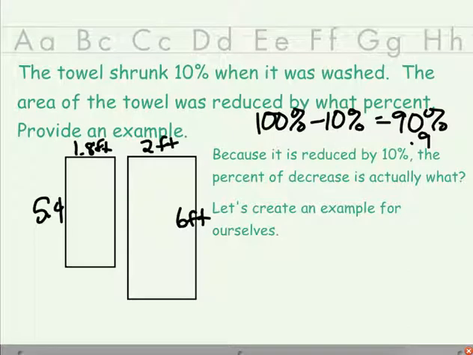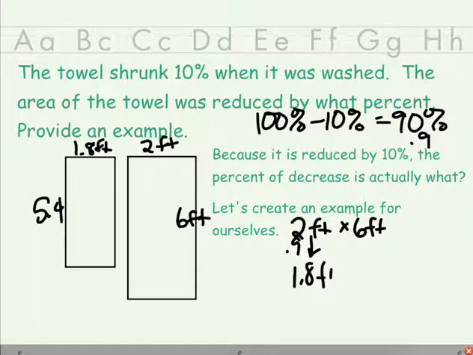Now let's look at these. We took our 2 feet by 6 feet and multiplied them by 0.9, and so we got 1.8 feet and 5.4 feet. Those are my dimensions. And that's just a simple scale factor of what we have remaining. My 90% is what's left over.